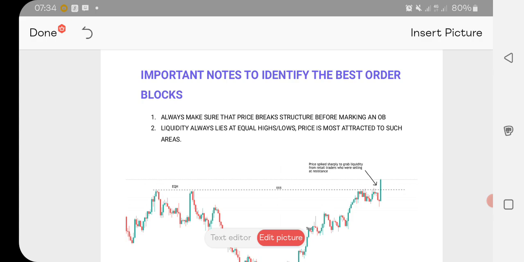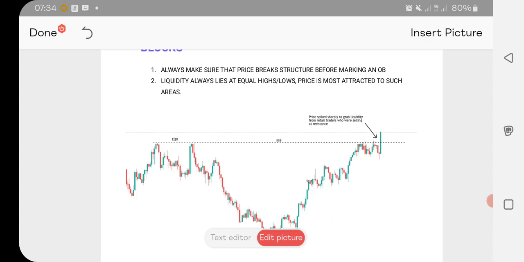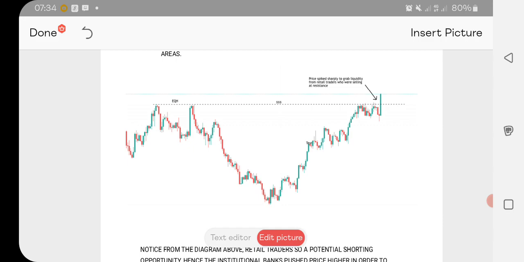So you have to look for break of structure first, and then you have to check for the liquidity areas. You have to know that those liquidity areas have to be grabbed first before the institution goes to the desired direction.